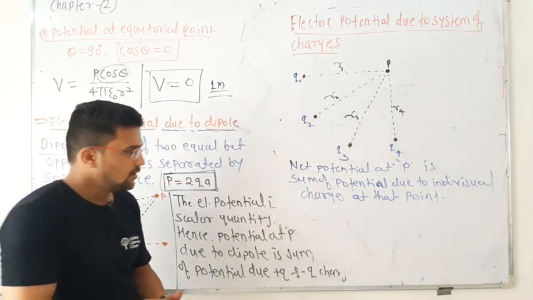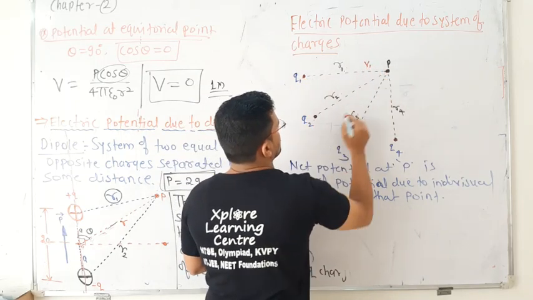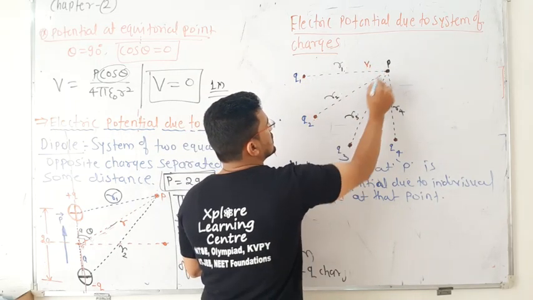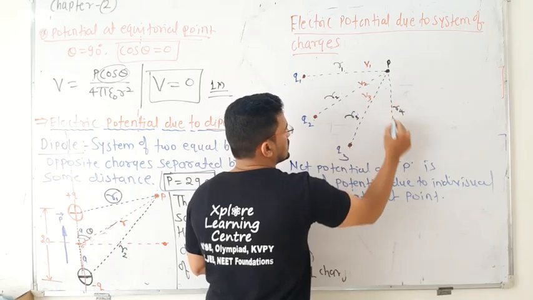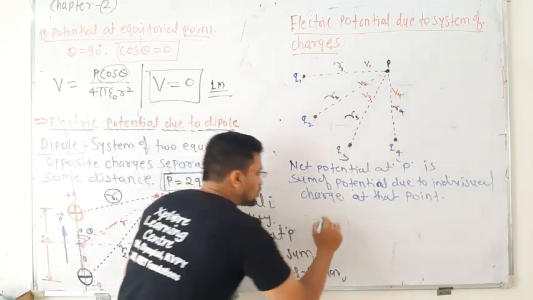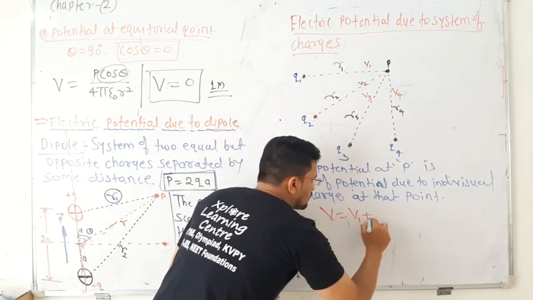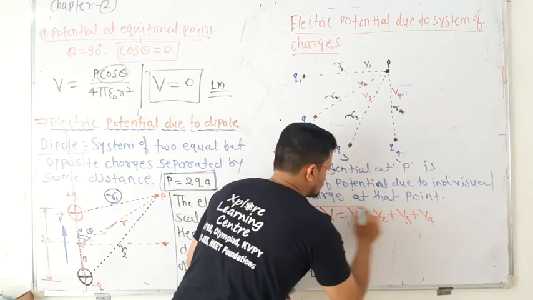Okay, so what is the electric potential at this point? It becomes V1. What is the electric potential due to this charge at this point? It becomes V2. Due to the third charge it becomes V3. Due to the fourth charge it becomes V4. Okay, so the total potential is nothing but what? V1 plus V2 plus V3 plus V4, simply.